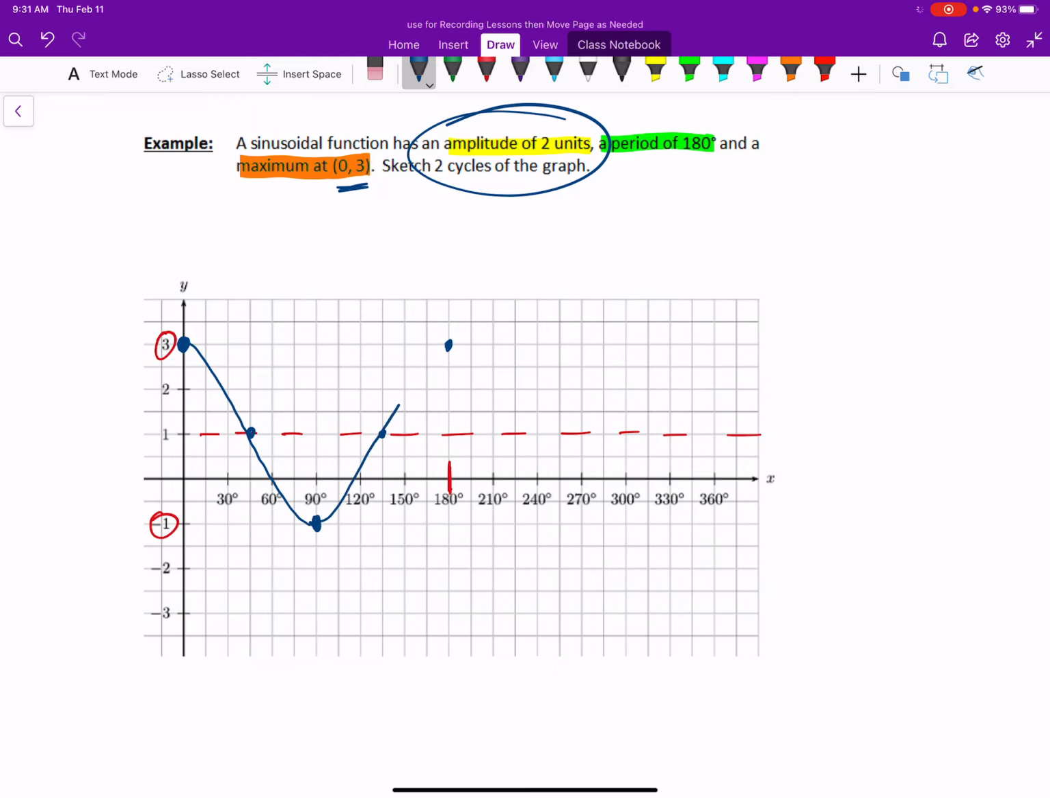And then the last part is it asks me to do 2 cycles, so I'll just repeat. So it seems every 90 units, I can do a new point at the appropriate place. And I'm going to end up at 360 for my second cycle at the maximum of 3. So again, it's just putting all the different parts together. In order to do this, you have to be very clear on A, K, D, and C. But if you are, then it all fits together nicely.